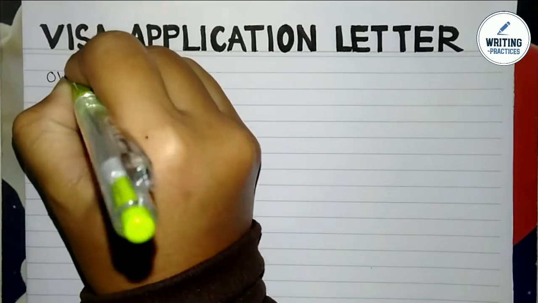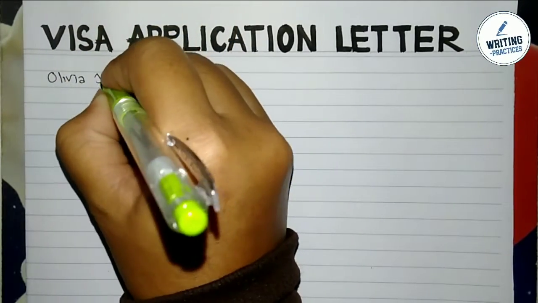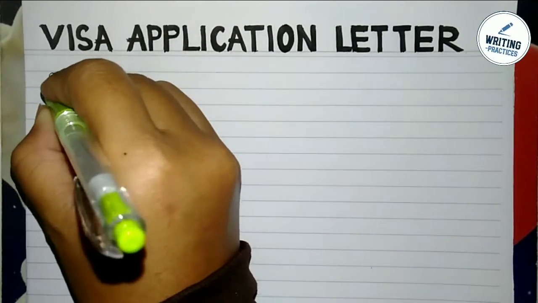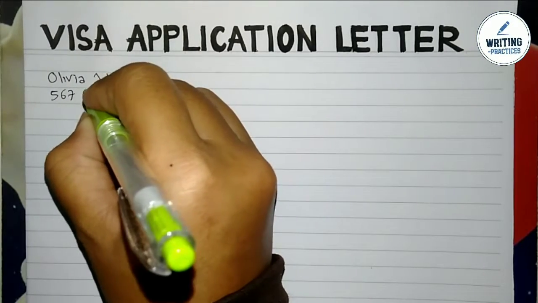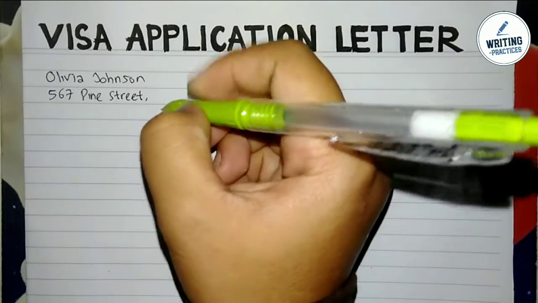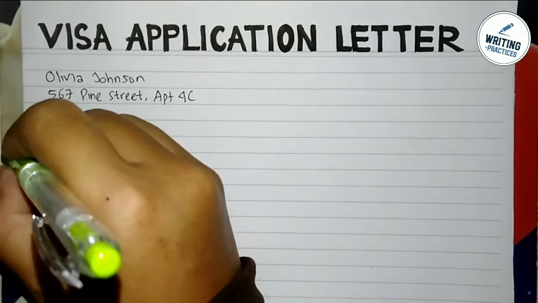Today, we are going to learn how to write a visa application letter. What is a visa application letter? A visa application letter is a formal written request, submitted by an individual to an embassy or consulate, applying for a visa to enter a specific country. This letter usually accompanies the formal visa application form and other required documents.